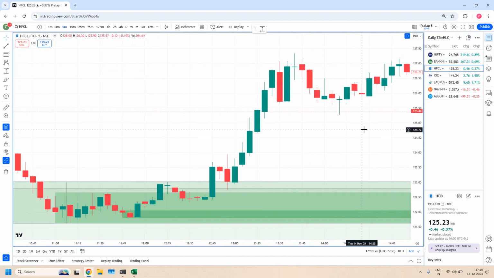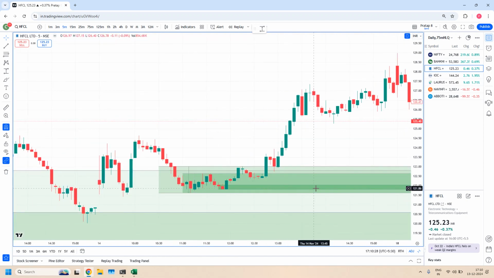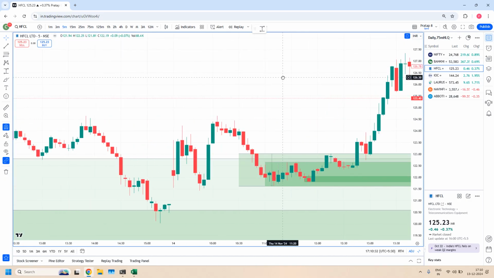See, today exactly prices entered. This is how I am analyzing the stocks. I am not blindly taking wherever order flow is there. I am not taking the trades blindly.